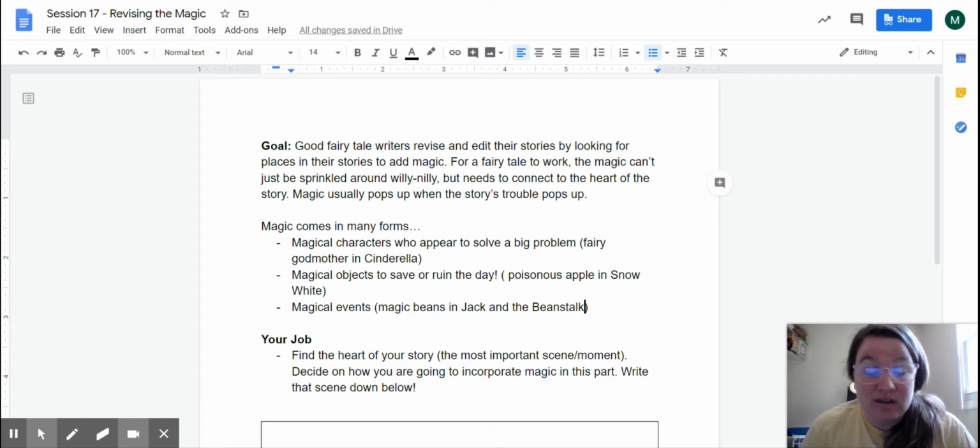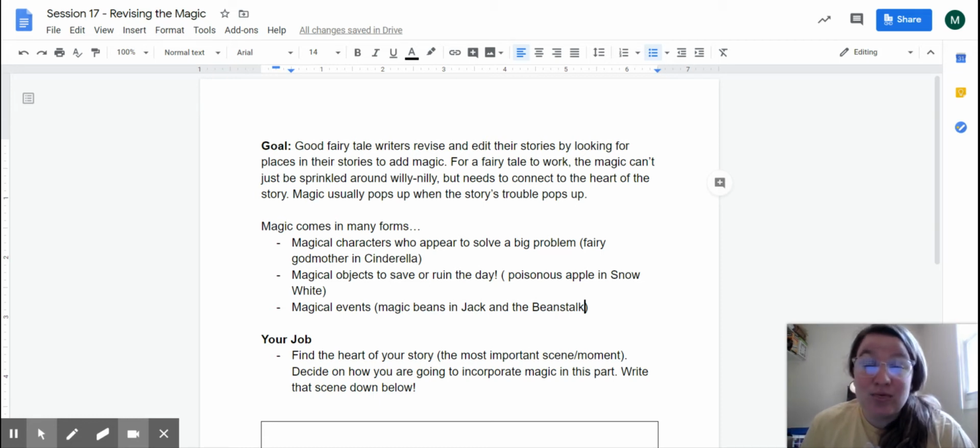add magic. Now, for a fairy tale to work, the magic can't be sprinkled around willy-nilly. You can't just put magic in random parts of the story. It needs to connect to the heart of the story. Magic usually pops up when the story's trouble or the main problem pops up. So I have a few different ways that fairy tale writers incorporate magic.